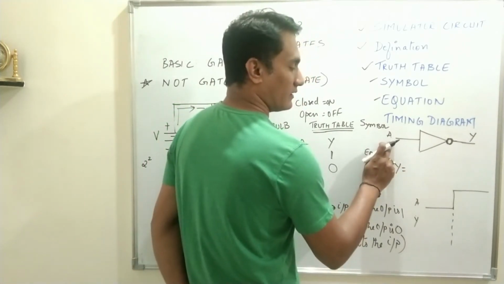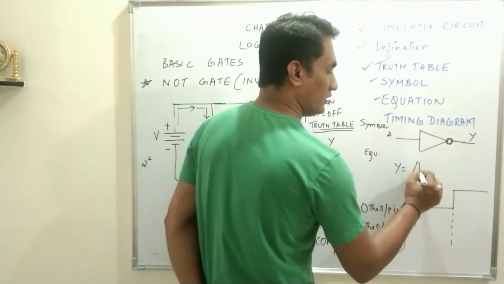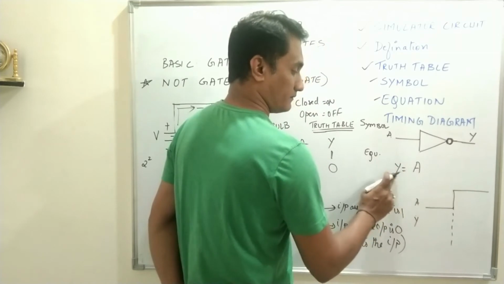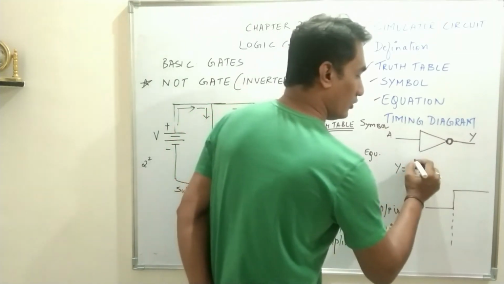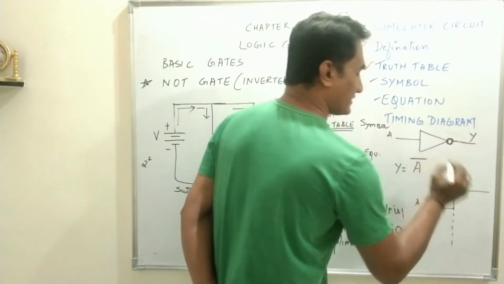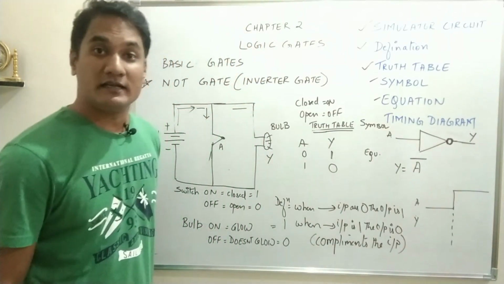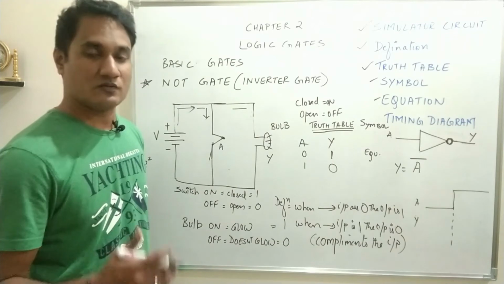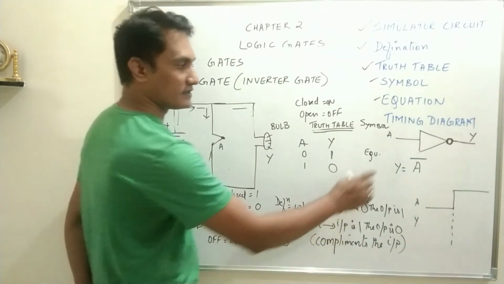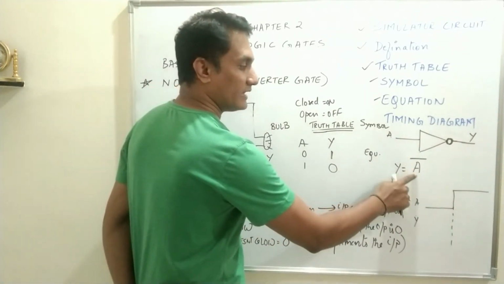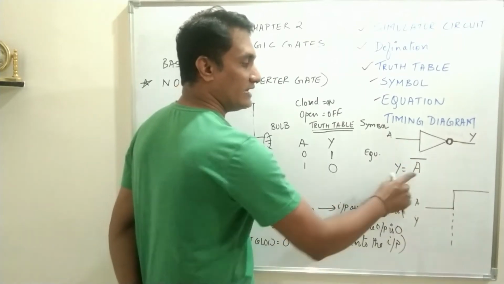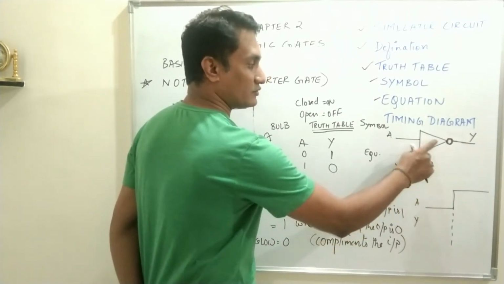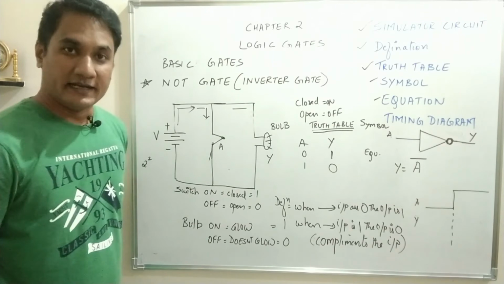Equation, there is only one variable. So what we will do is y is equal to a, and over a we will draw a bar sign which indicates complementing the variable a. If a is 0, the output will be 1. If a is 1, the output will be 0. So this is called complementing that particular variable. Any variable which has to be complemented has to be connected to a NOT gate.